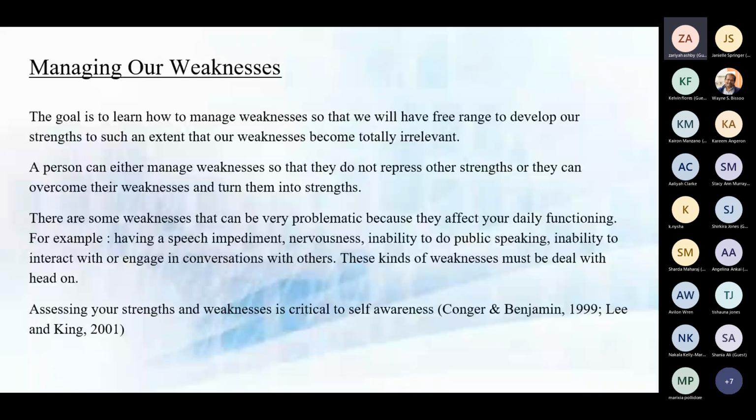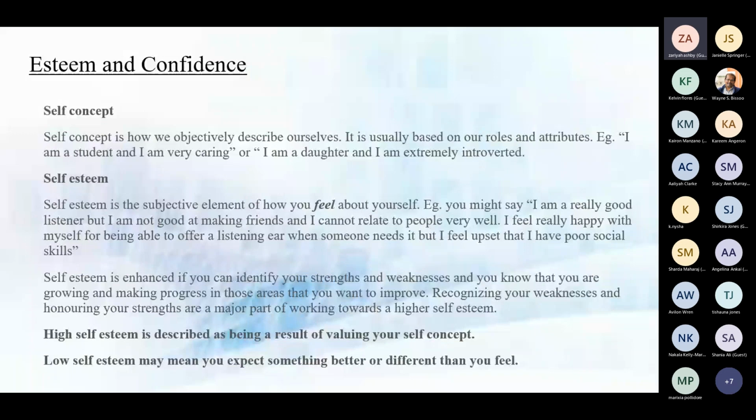Okay, so I'll go on to esteem and confidence now. So how you think about yourself and how you feel about yourself plays a major role in your motivations and how motivated you are. So now, like I mentioned in the earlier half of the presentation, we'll touch on some psychological concepts pertaining to self. So the first concept is the self-concept.